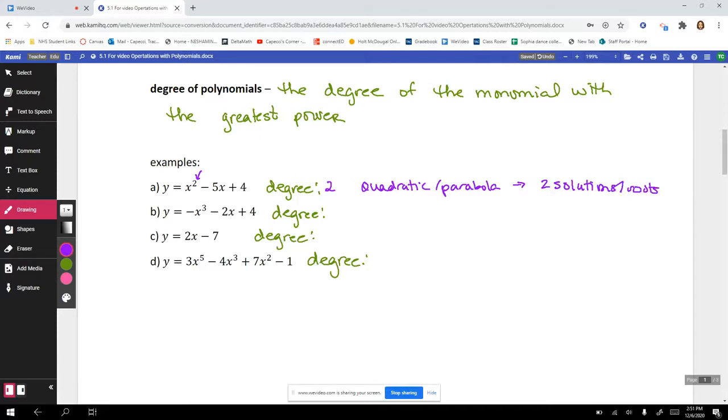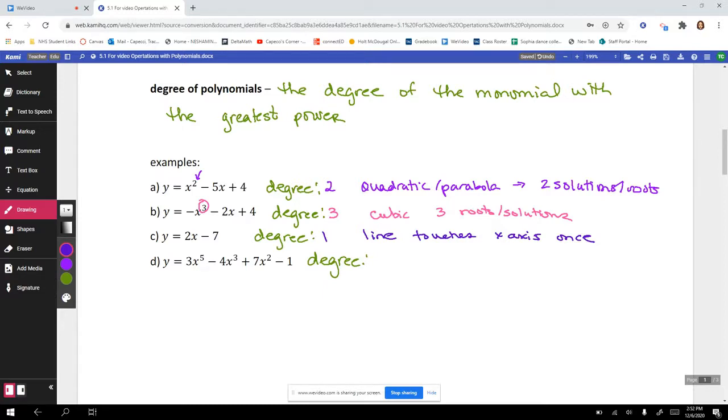Okay. Now in letter B, the highest power there is 3, right? We call that cubic. And again, that means we have 3 roots or solutions. Going to the next one, letter C, the degree there is 1. Now we know this is a line, right? You've graphed a lot of lines in Algebra 1 and in Algebra 2 so far. And we know that it touches the x-axis once, right? And the solution is where it touches the x-axis. Okay, the roots are the solutions.